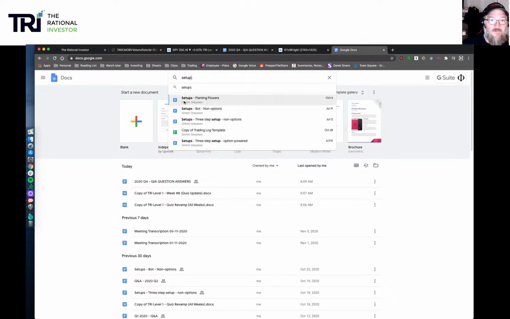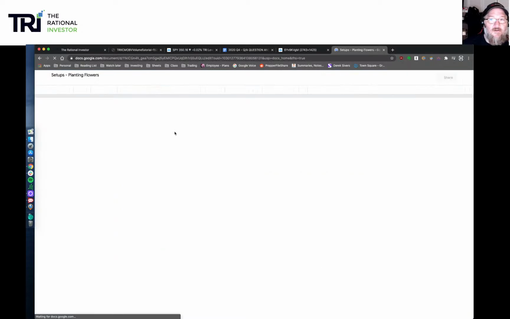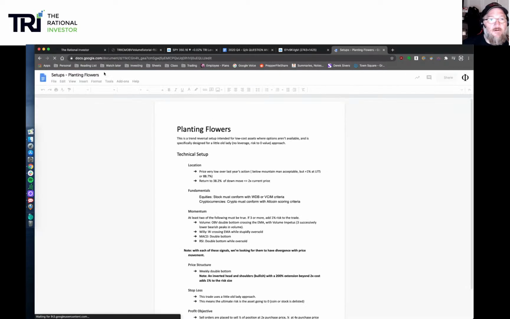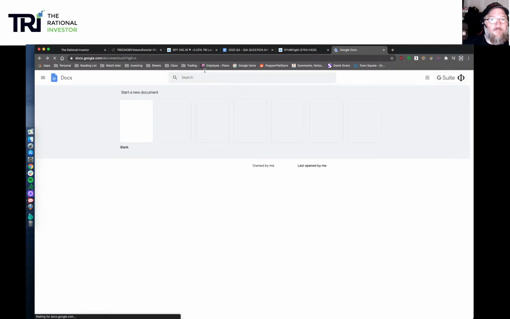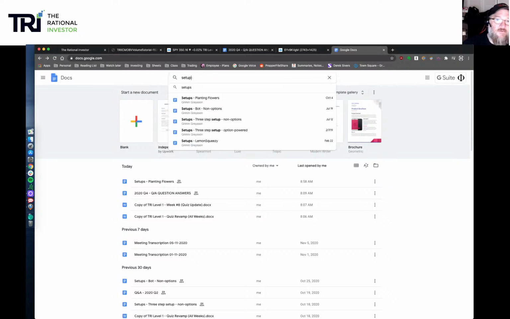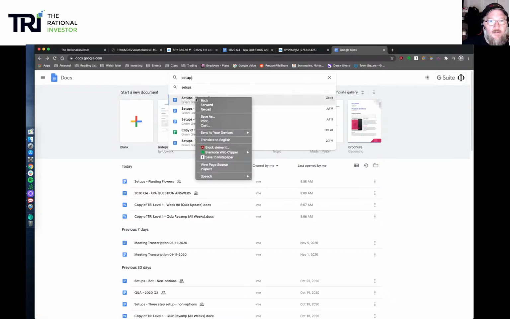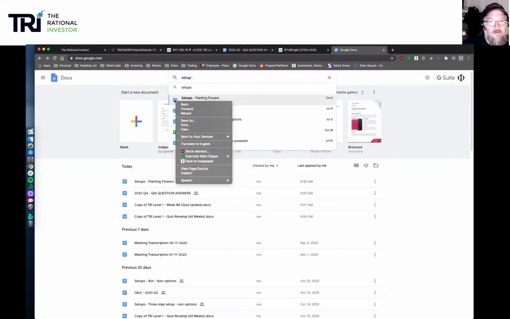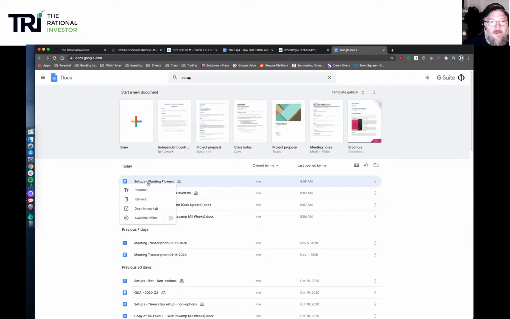Planting flowers. I wish I could go to a tab from here. That's not exactly what I wanted. Hang on. Setup. Can't I open as a tab? Oh, that's irritating. Okay, from here I can. Open in a new tab.